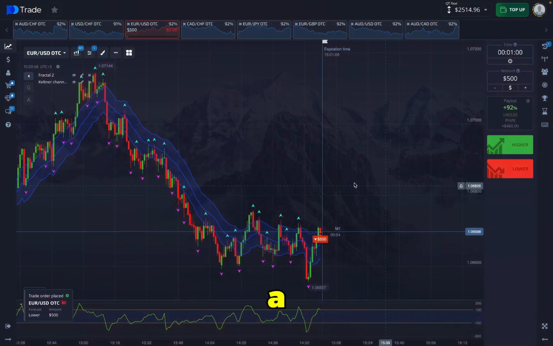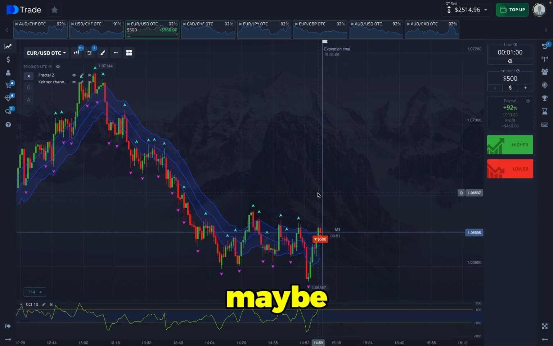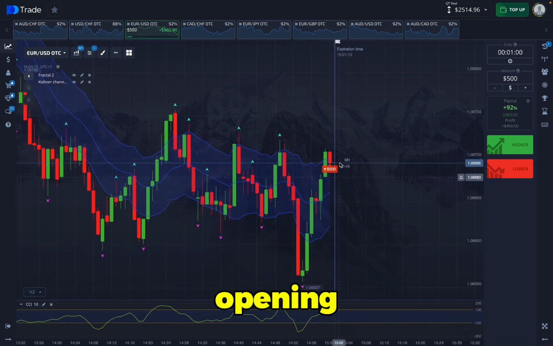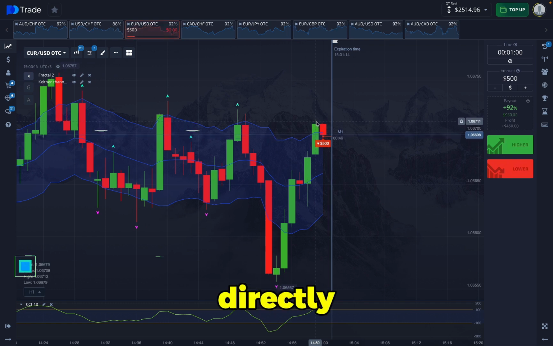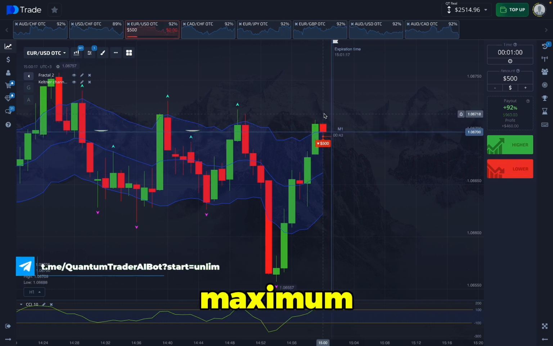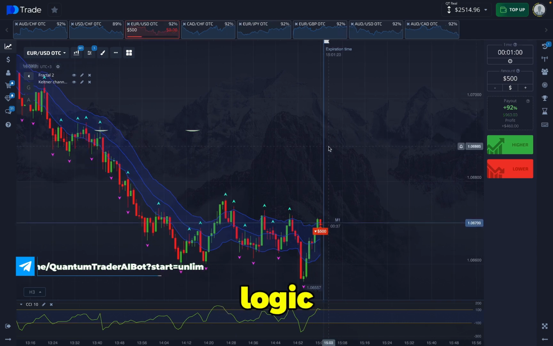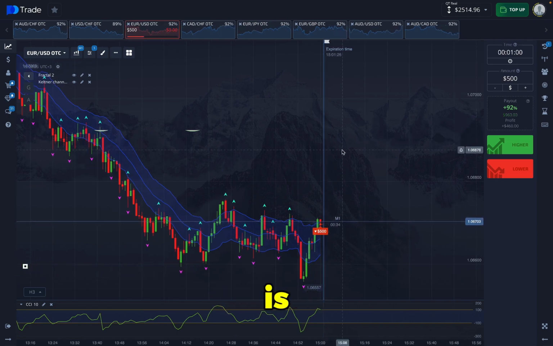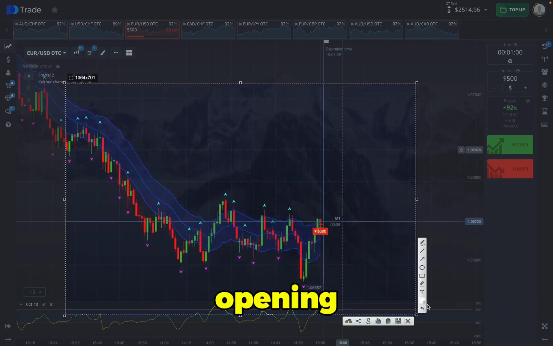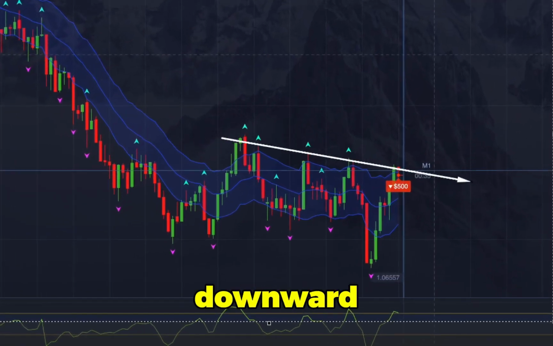And here I want to open a trade to go down, maybe, damn, not quite a good opening level again. I want it to open directly at the formation of a local maximum at this point, several levels higher. But in general, the logic of entering this trade here is also absolutely correct. We are opening in the direction of the trend. We have a downward trend.